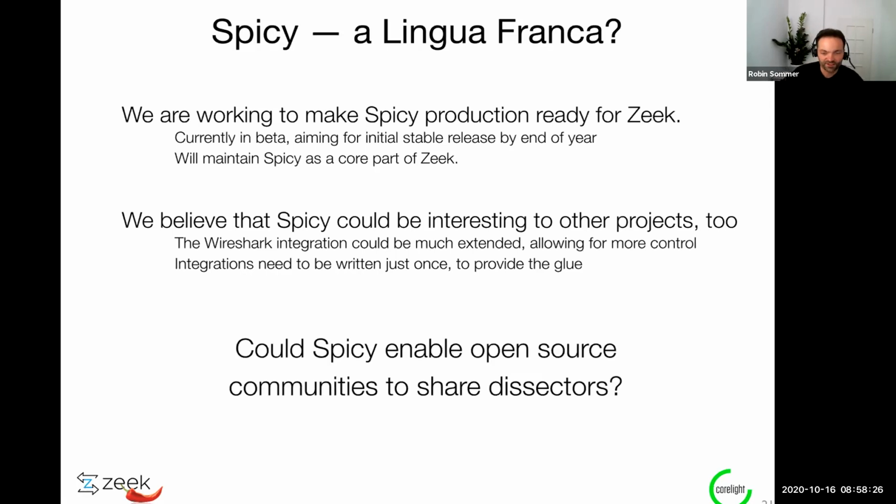There is, I think, the potential for Spicy to enable our communities, and I would refer to Suricata and Snort and others there as well, to start sharing the effort. At least the generic parts, the application-independent parts, we could start sharing. If you think about a protocol like SMB2, it's just giant. That would, I think, help everybody in the end.